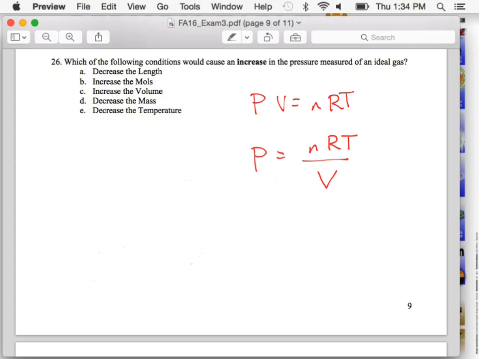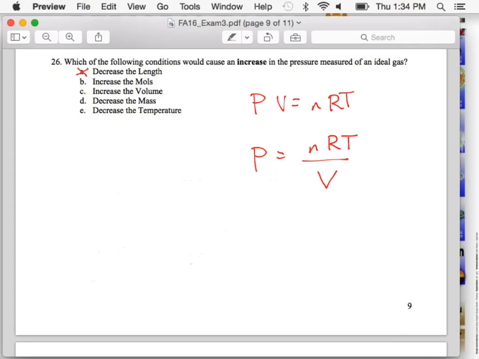Okay, so let's start. Decrease the length. Is length a measure of moles? Temperature? Volume? No. What is decrease the length? The wrong answer. Okay? It doesn't make sense. There's not enough context within changing the length to do anything to our pressure. It's there because I needed an extra answer.